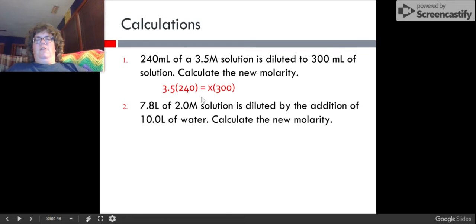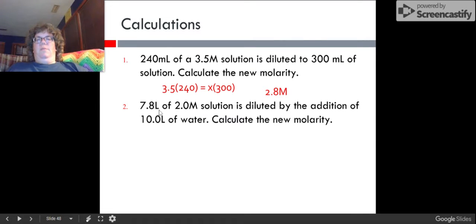So basically, we take our M1, that's concentration 1, 3.5, times V1, 240, equals concentration 2, or molarity 2, which we don't know, times volume 2, which is 300. So when we work this problem through, do our little algebra magic, we get that the new molarity is 2.8. So it went down from 3.5 to 2.8 because we increased the volume. We diluted it.